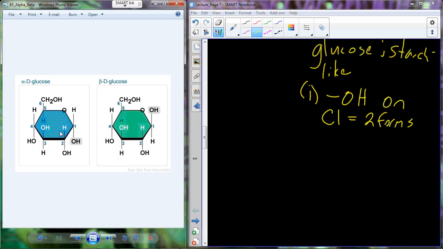Okay? If you look around it, everything else is pretty much the same. Oxygen is the same, hydrogen and OH on carbon 2 are the same, here on 3, here on 4, and then here on 5 and 6. Carbon 1, you have that difference. Okay? So keep this idea in mind. Keep that planar surface in mind.